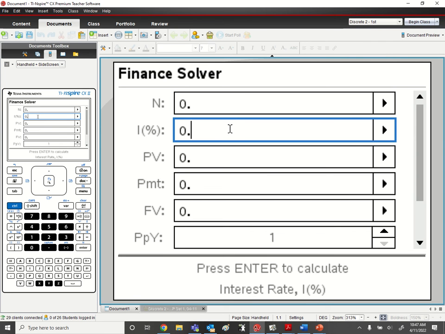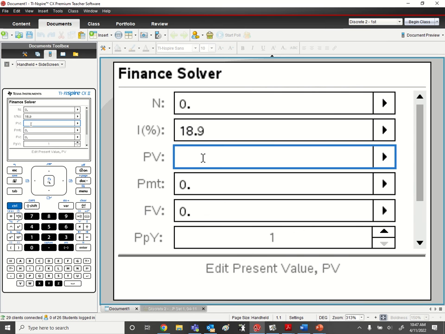What's my percent? 5. Nope. What's my interest percent? 18.9. So calculate when I'm doing this. Credit cards are expensive. So PV. What do you think PV stands for? What was PV? Present value. And so the amount of money is my present value. That's the amount of money I spent. So if I spend that money, that's a negative. If I'm investing that money, that's a positive. So this is going to be a negative 235.